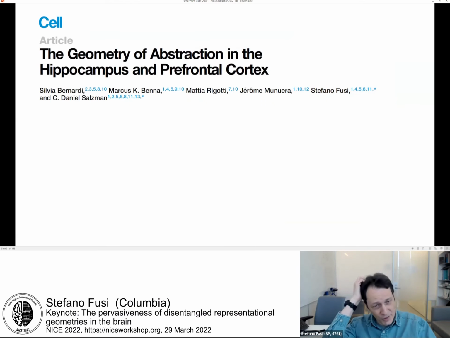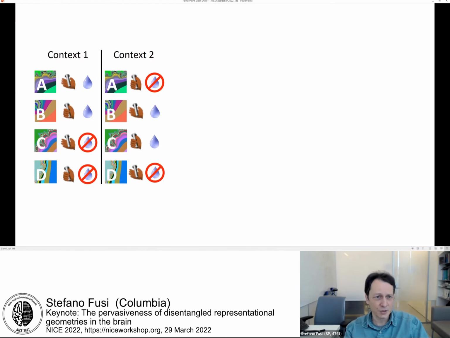Okay, so we are going to use these techniques to try to characterize what happens in the real brain. And I will start from the paper that actually introduced this conceptual framework. This is already published and came out in Cell a couple of years ago. And this story would not exist without the data set collected by Silvia Bernardi in Daniel Salzman's lab, and the great theoretical contribution of Marcus Benna and Mattia Rigotti, who really developed the entire conceptual framework. Okay, so now we are considering monkeys, and I'm going to show you the data for one brain area, but you should read the paper because we actually have much more to say about these representations.